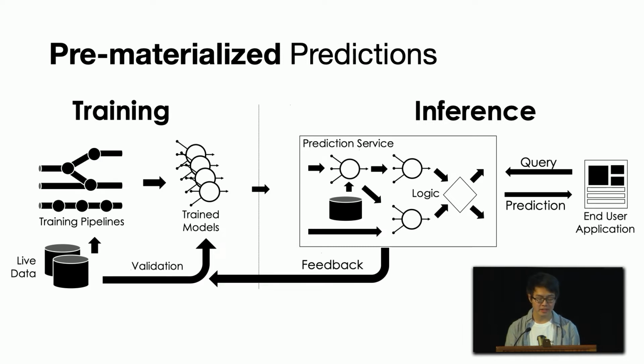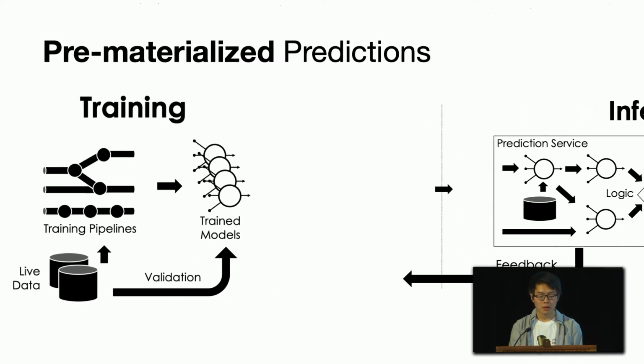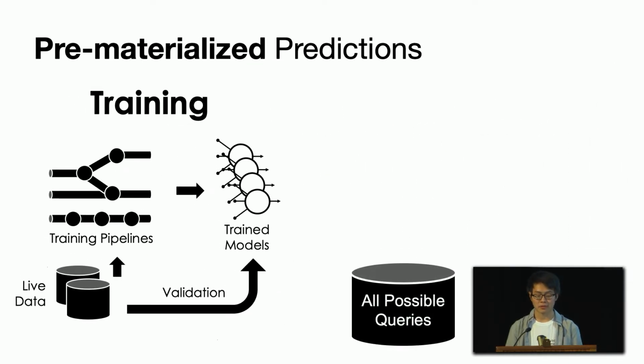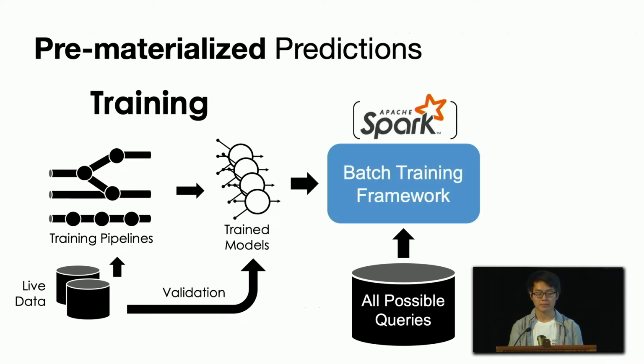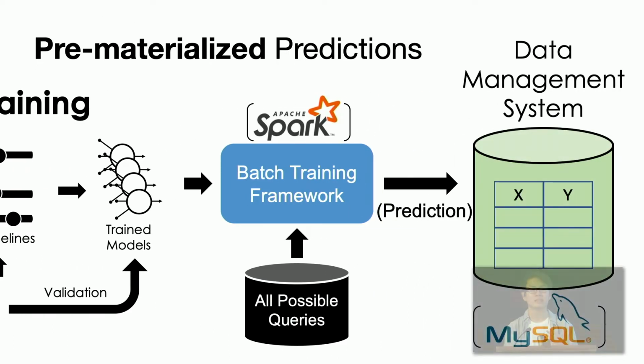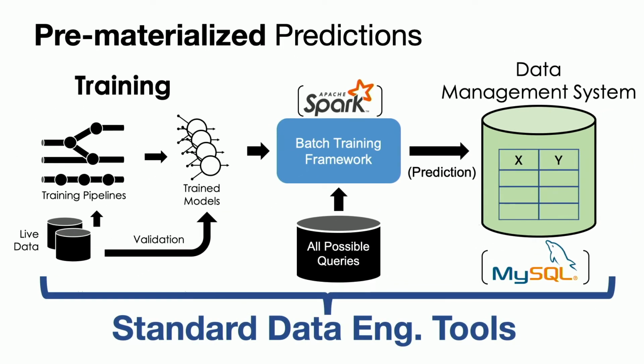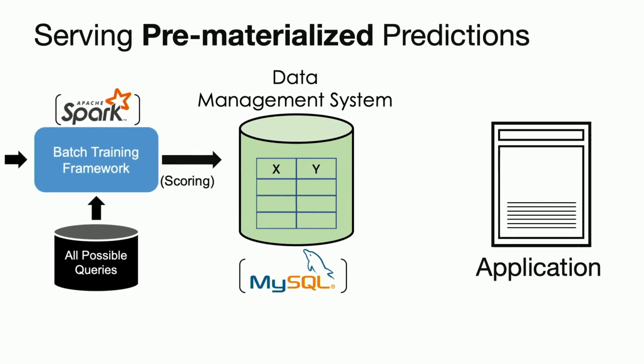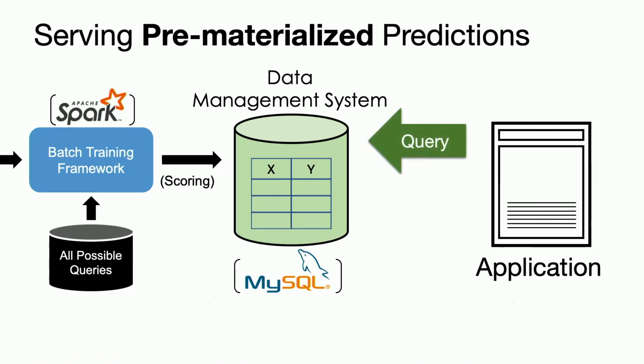For pre-materialized predictions, after the training stage, when we have trained models, what we will do is collect all possible queries and then score them with the batch training framework, the same framework we use for training models. And then the predictions will be stored in some data management system like a database. What's important here is that all these steps can be accomplished using standard data engineering tools. Then at serving time, the user-facing application will directly query the database, and it will return the decision.